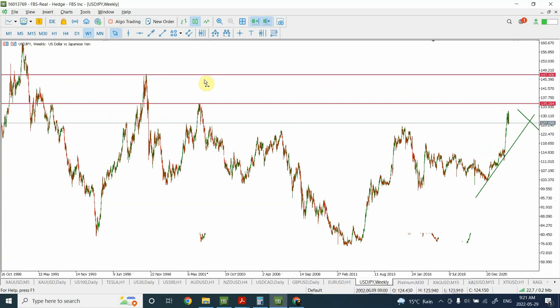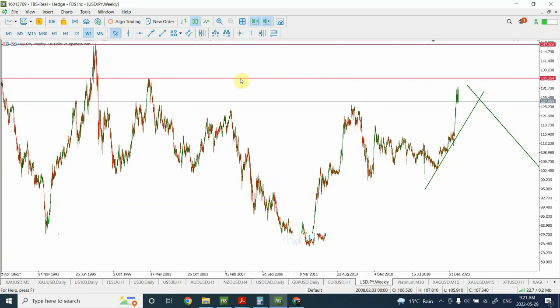If you guys are following me, this is the weekly time frame, and I'm expecting that once that top is complete, either right over here or over here, which we are already discussing on a small time frame, we are to go down. That means the Japanese yen is going to get stronger with time, but it has not created a top yet.